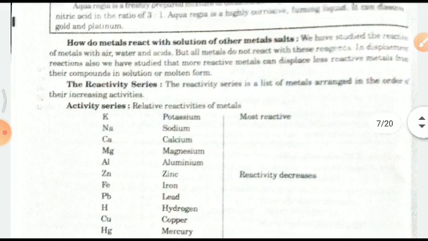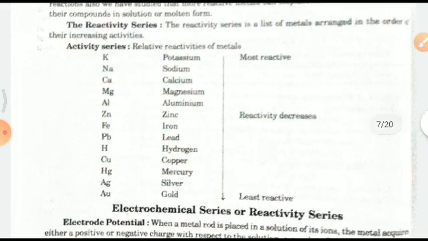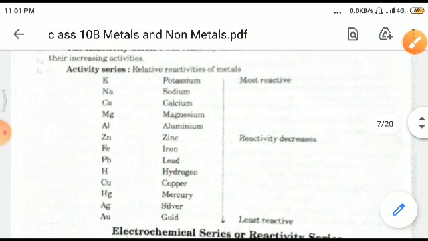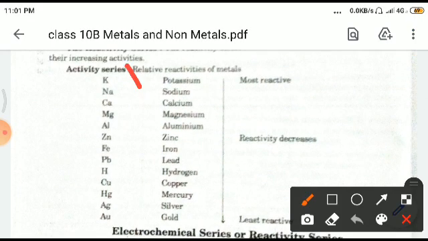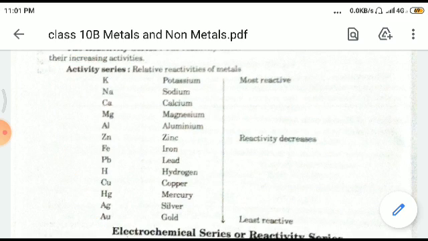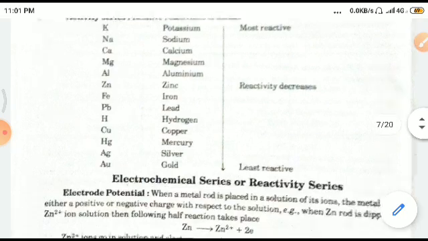They react on the basis of the reactivity series, which is here. You need to remember this in sequence, right? The activity series: K, Na, Ca, that is potassium, sodium, calcium, magnesium, aluminium, zinc, iron, lead, hydrogen, copper, mercury, silver and gold. The element at the top is the most reactive, and the reactivity decreases, with gold being the least reactive.